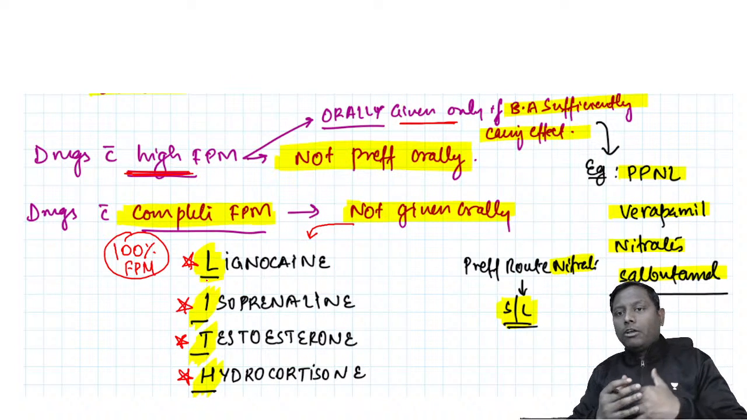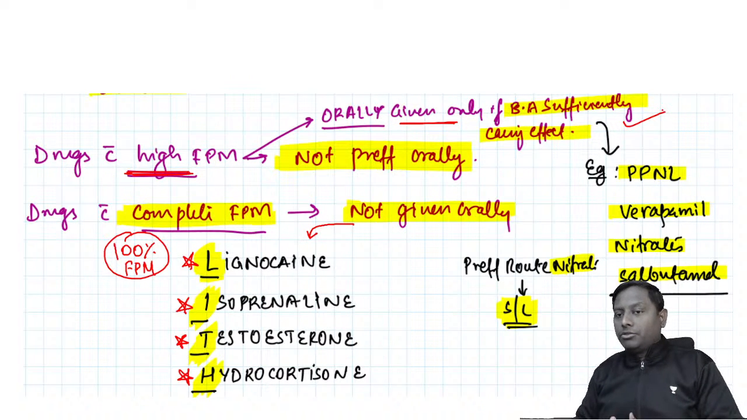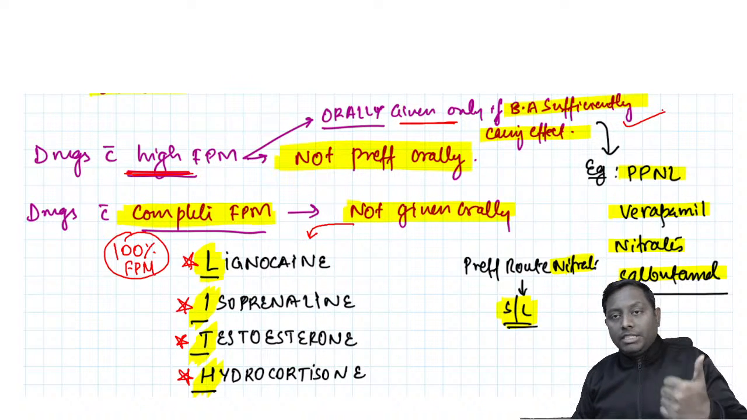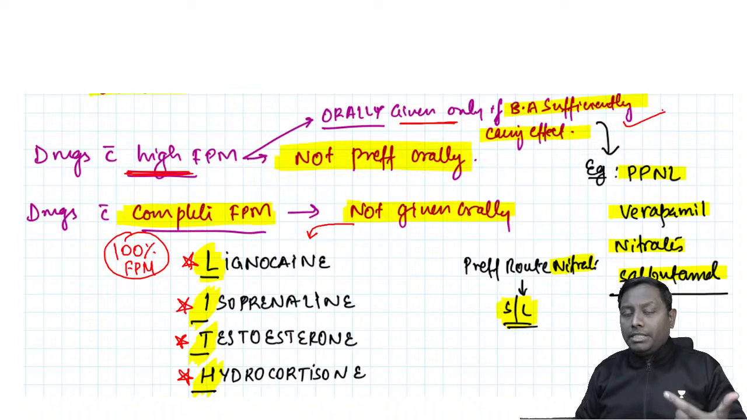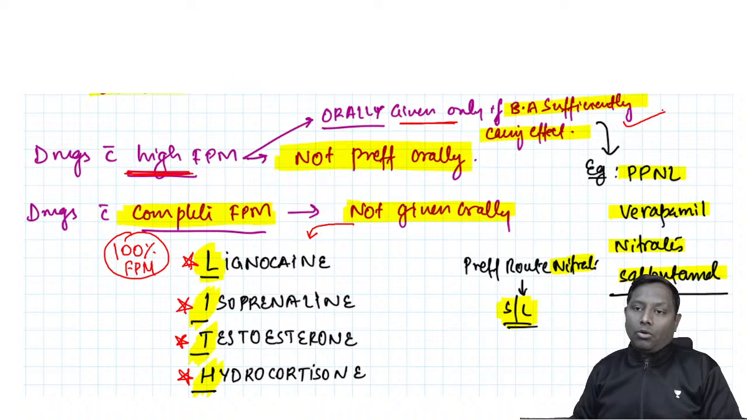So whatever the bioavailability is there, it is enough to cause the therapeutic benefit, it is enough to cause the effect. That is why we are using it. Example, propranolol, does it have a high first pass metabolism? Verapamil, does it have high first pass metabolism? Yes, right, but still we are using it orally. In the higher doses, we can use them orally as well.